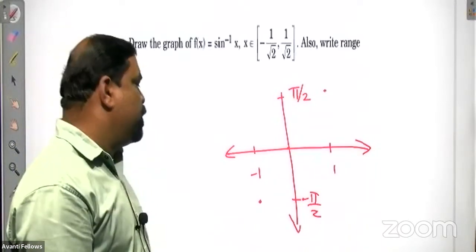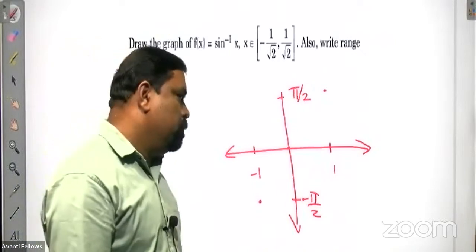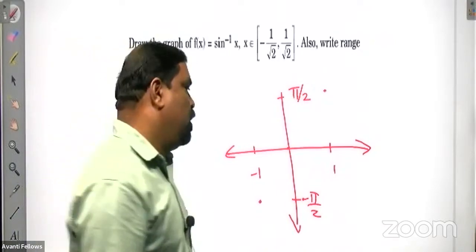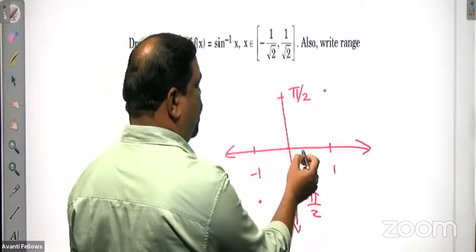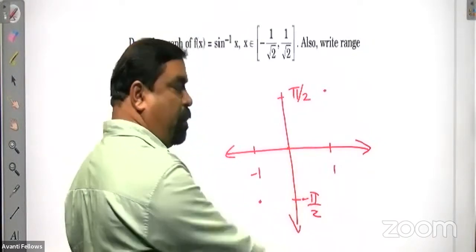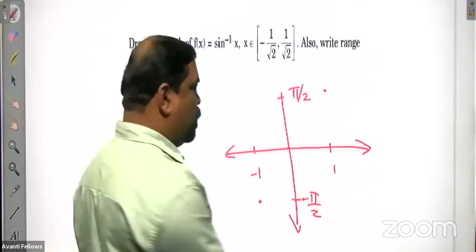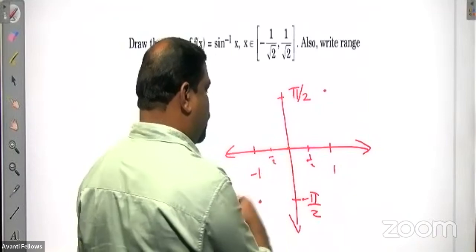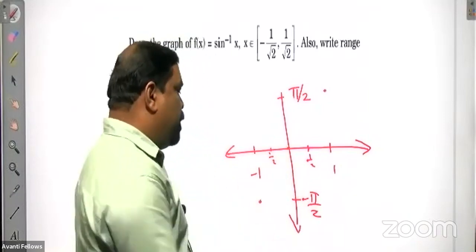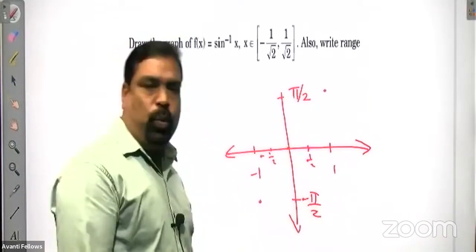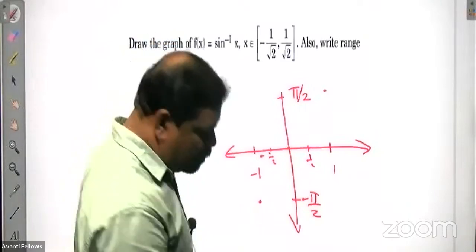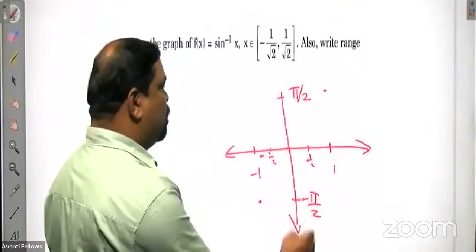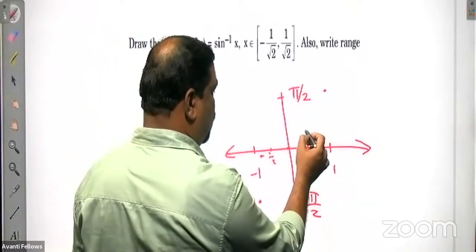And some other value also. Sine 30 is roughly somewhere here. Sorry, sine inverse 1 by 2 actually. This may be 1 by 2, minus 1 by 2. So sine inverse 1 by 2 is what? 30, pi by 6. Somewhere here, roughly. Okay.